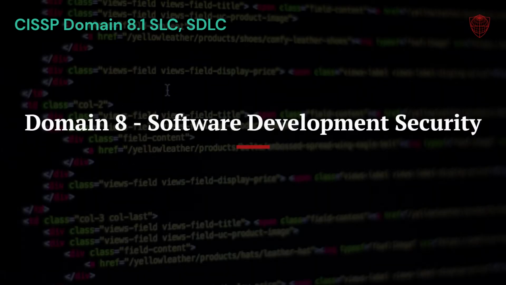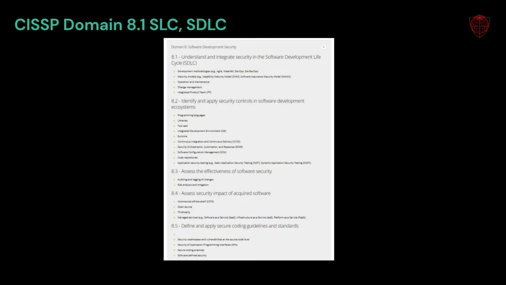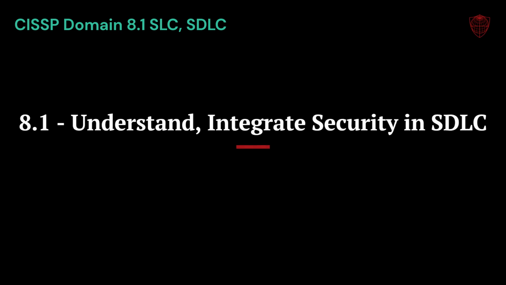Let's begin with Domain 8. Domain 8 is software development security. It has an average weight of 11%. There are 5 sections in this domain as detailed in the exam outline at the ISC2 website. Today I will cover only 8.1, which is about understanding and integrating security in SDLC.